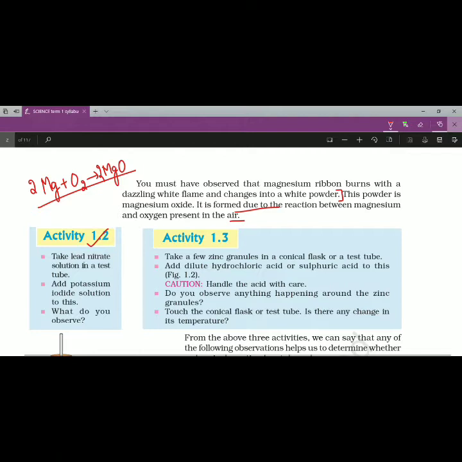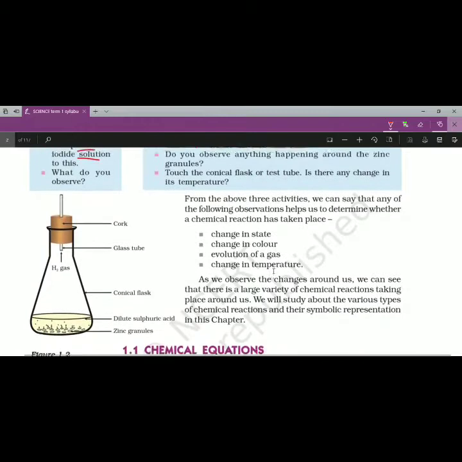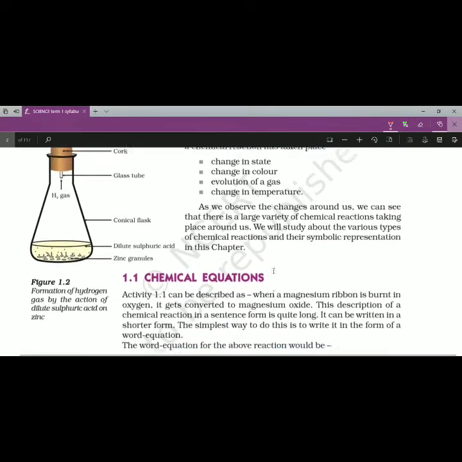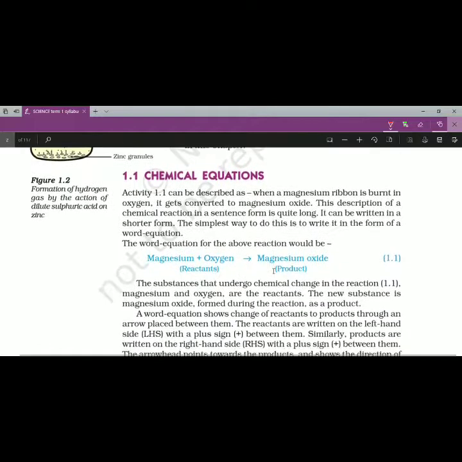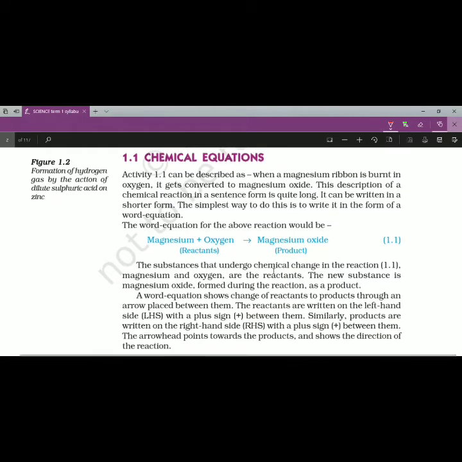Activity 1.2, lead nitrate solution and potassium iodide solution. Activity 1.3, on the basis of zinc granules and hydrochloric acid. You should memorize all the chemical formulas with their chemical names so that you can balance the equations whenever you get the question in the examination. So get ready with every question; you have to prepare very thoroughly.